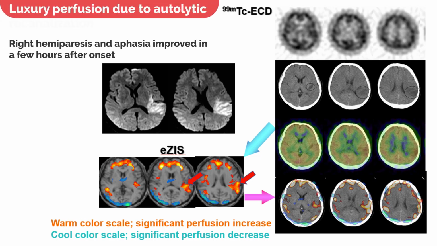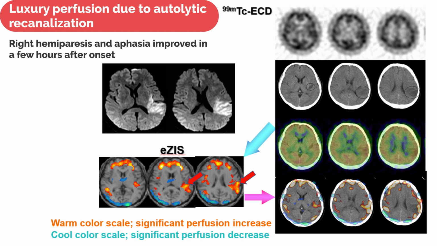This is a case of increased perfusion thought to be after recanalization by autolysis of a thrombosed artery. Right hemiparesis and aphasia improved in a few hours after onset. Increased perfusion is seen in the infarcted area from the left temporal lobe to the parietal lobe.